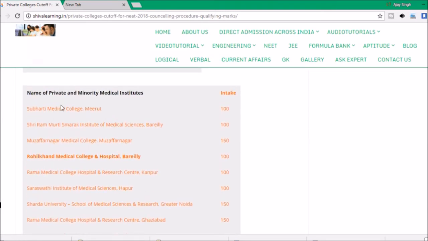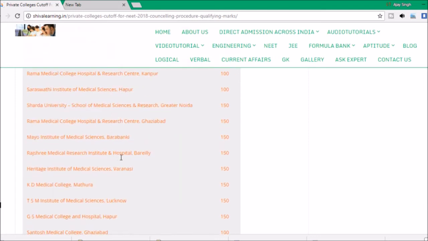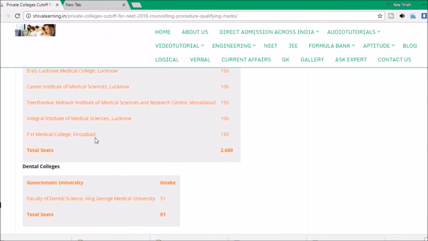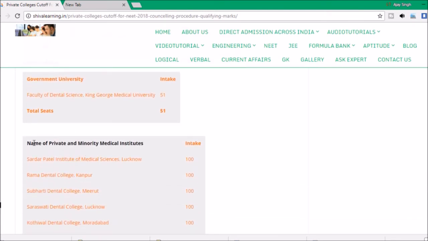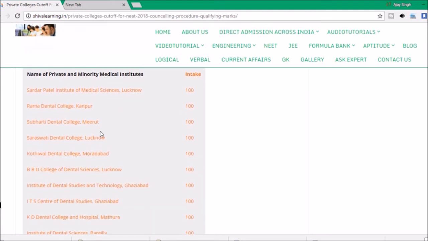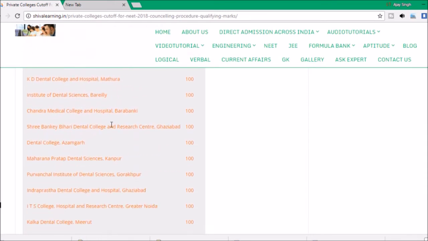And same way like some private and minority medical institutes, like Shobhit Medical College, Rohilkhand Medical College, there are many colleges, and dental colleges are there, private and minority medical institutes are there, like Rama Dental, Kanpur, they have some intake.